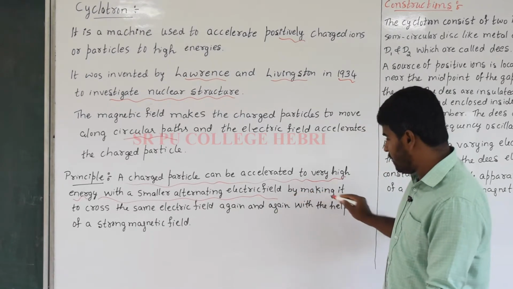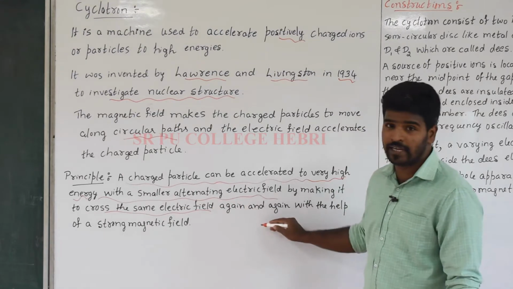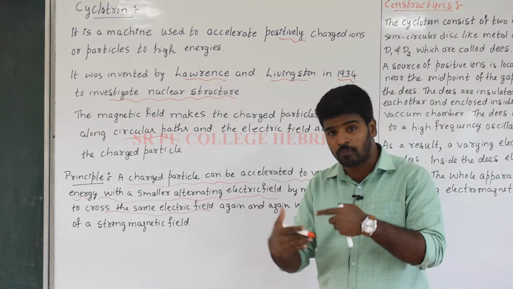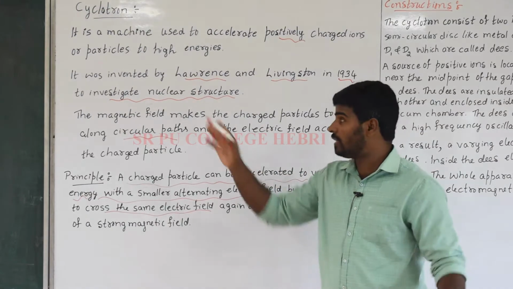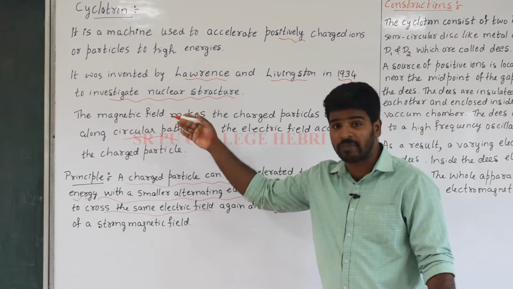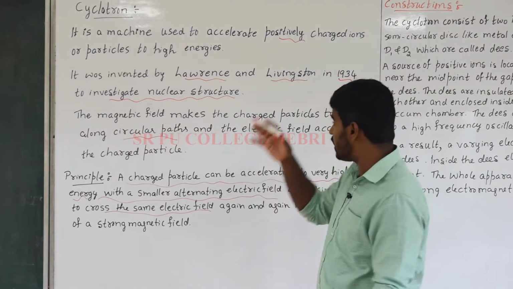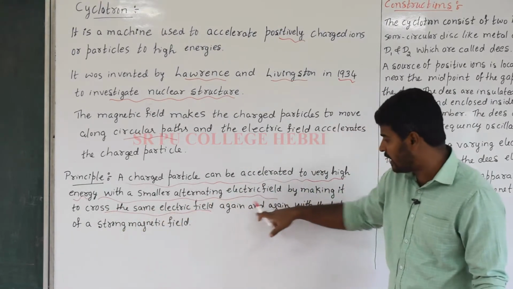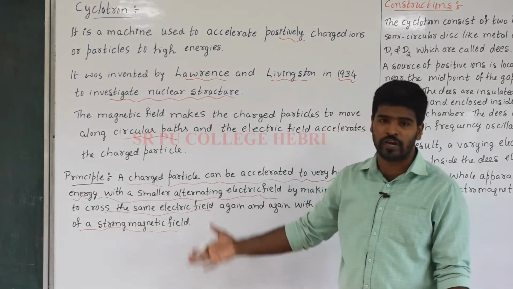Therefore, by making it cross the same electric field again and again, what happens? The charged particle crosses the electric field again. It is because of the magnetic field, the magnetic field that makes the particle move along the circular path. That is the reason to cross the same electric field again and again with the help of a strong magnetic field. The same term we have done over here.